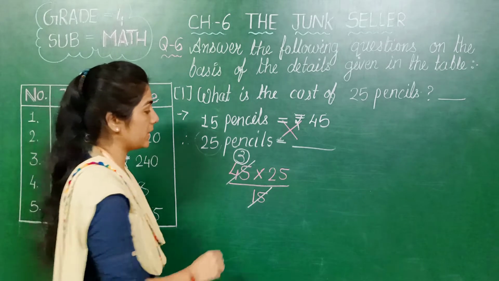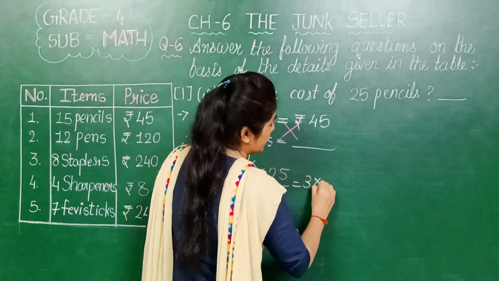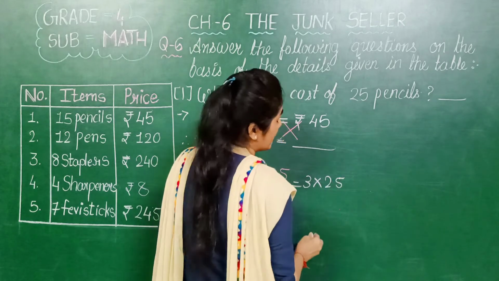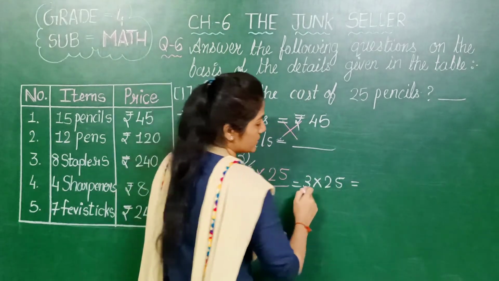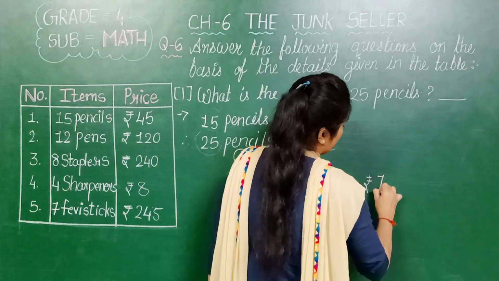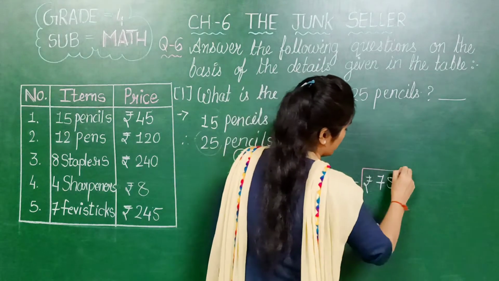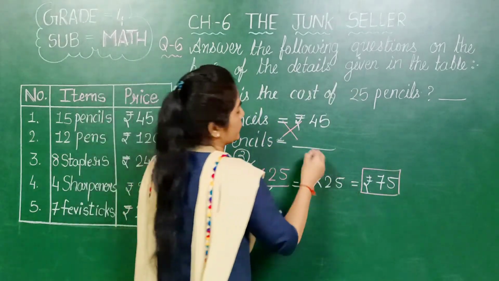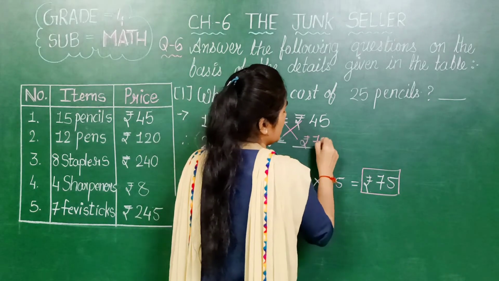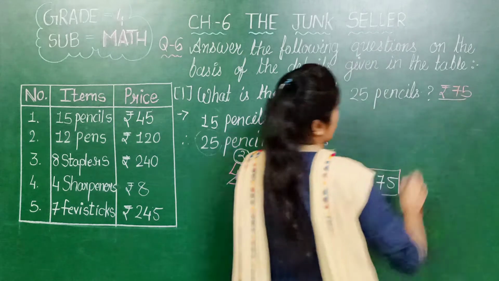Now we have the remaining two numbers, 3 multiplied by 25. 25 3s are rupees 75. So this is our answer: rupees 75. So the cost of 25 pencils we have got is rupees 75. Likewise, we have to solve the questions.